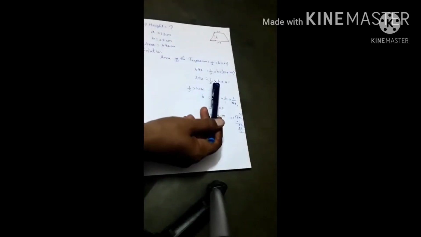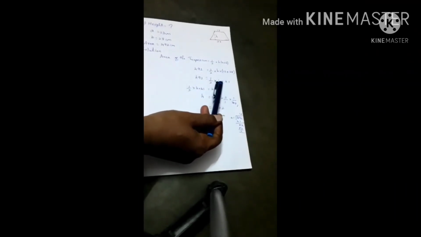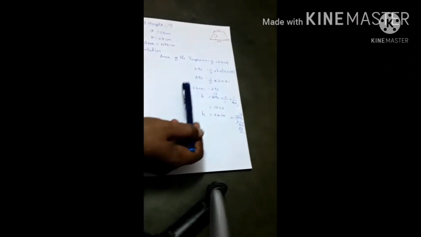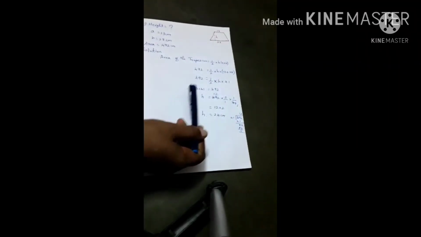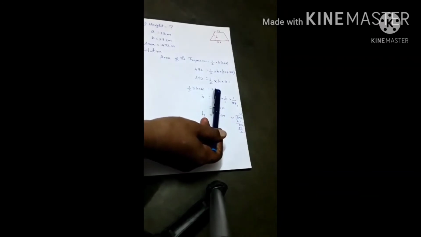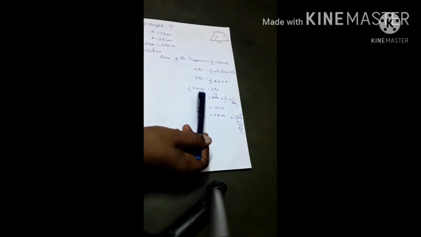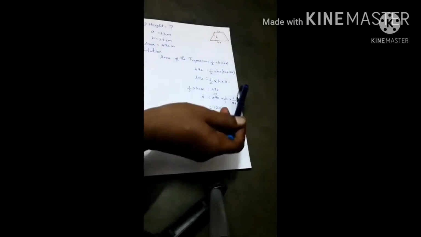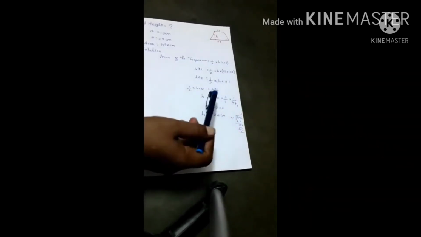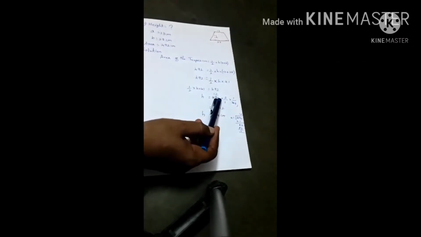Next, what do we have to do? I have to find h. What we don't know, we keep on the left side. What we know, we keep on the right side. So I want to find h, so I keep h this side. The remaining two numbers I have to bring to this side. How can I bring them? 492 is already there, so I will write 492.